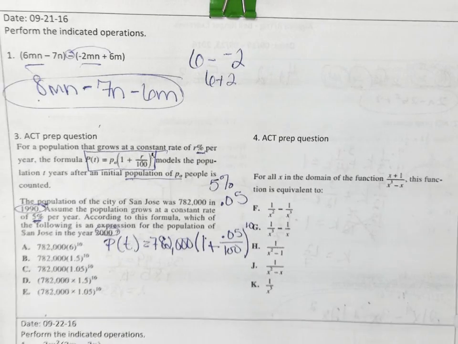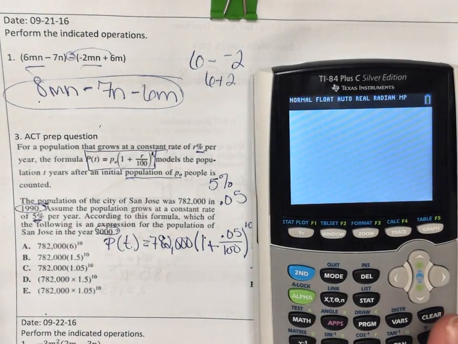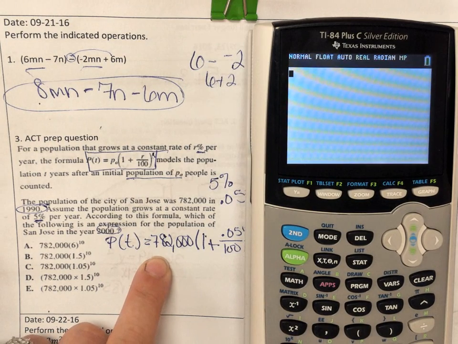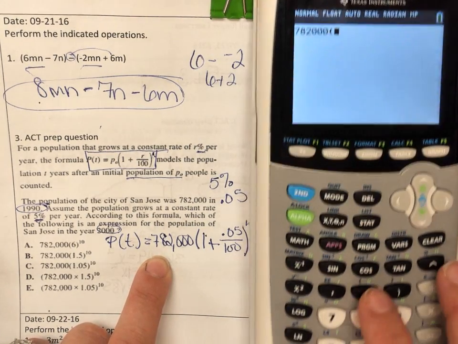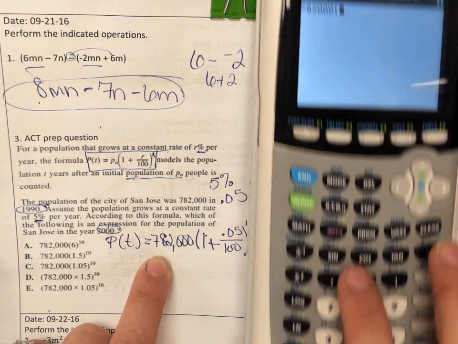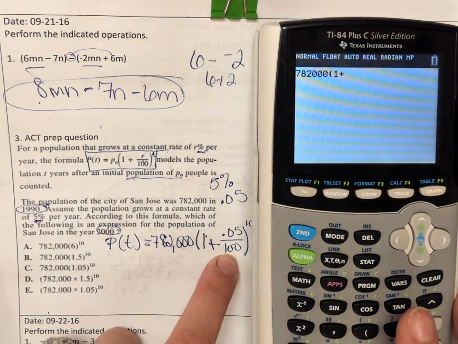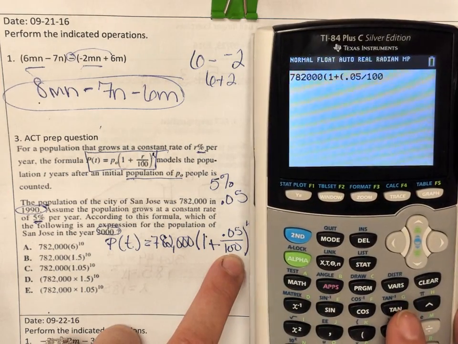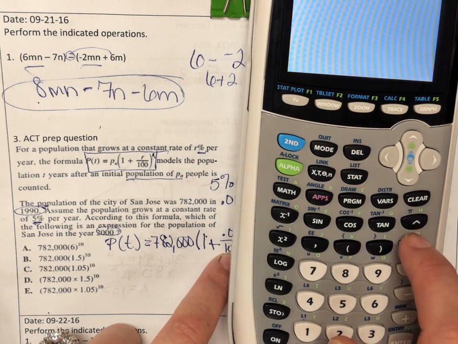Okay, then if you got your calculator, you can plug it all in. So if you do this with me, I'll show you how to plug it all in. You ready? Some of you don't even have a calculator on your desk. Alright, so 782,000. Then you open a parentheses, right above the 8. And then you do 1 plus. Then another parentheses, so 0.05 divided by 100. Then you close them.